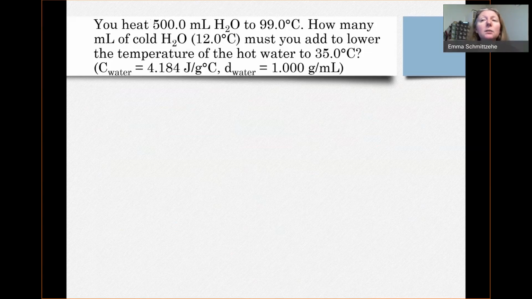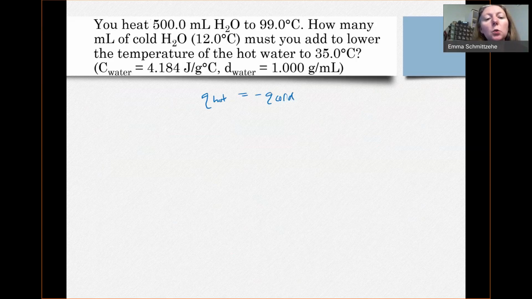So this is kind of like the last two. You have something hot, you have something cold. This time it is the same substance, but that's okay. We're still going to set up a Q equals negative Q, but now we're just going to label it as Q hot equals negative Q cold. Or you can say Q cold equals negative Q hot if you want. It's mathematically the same thing.